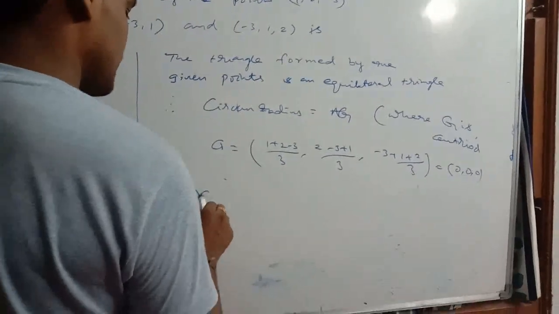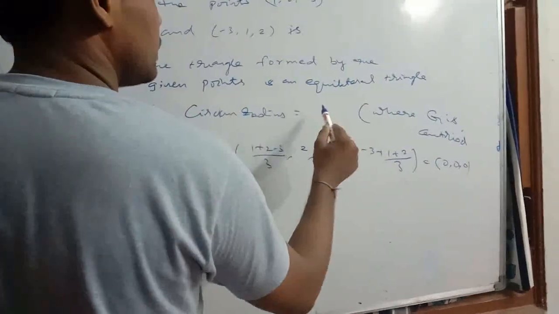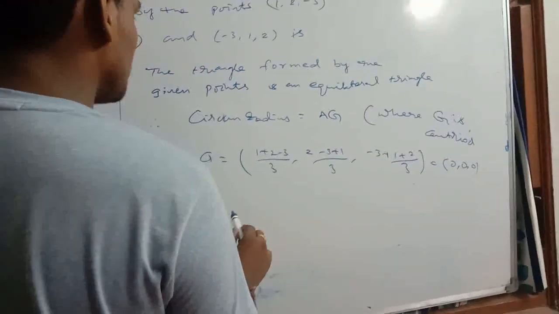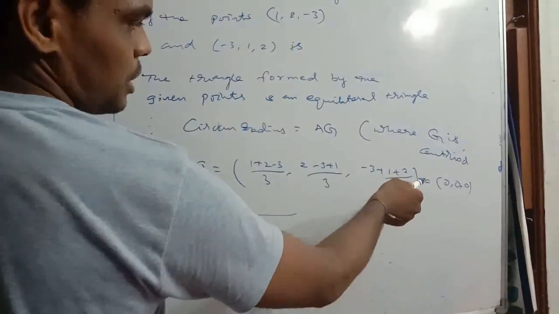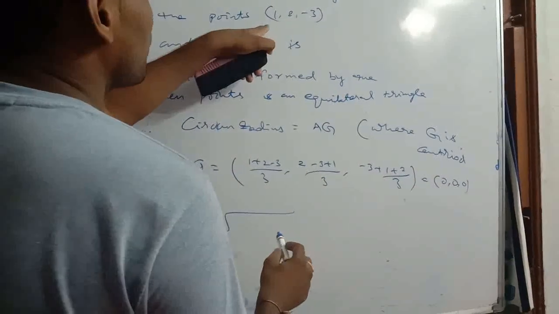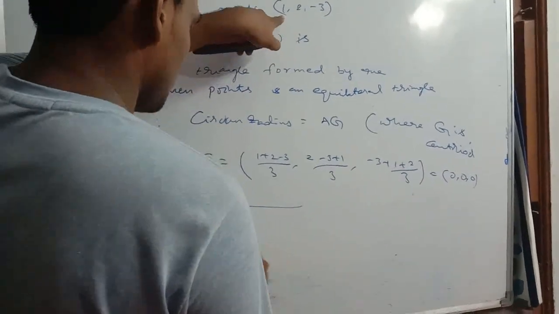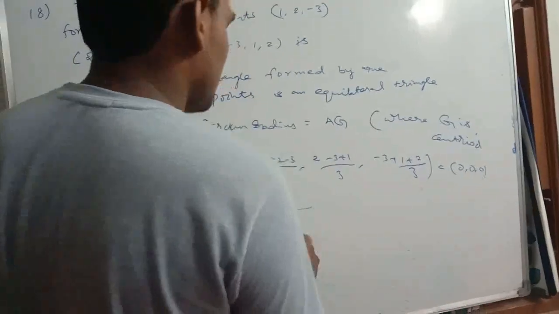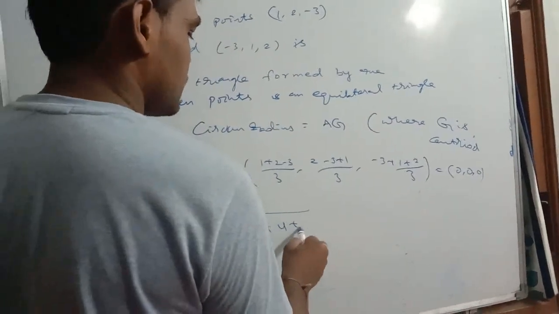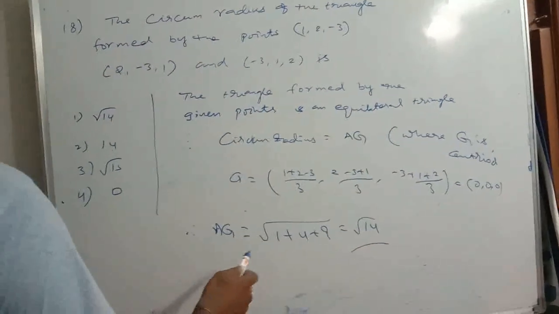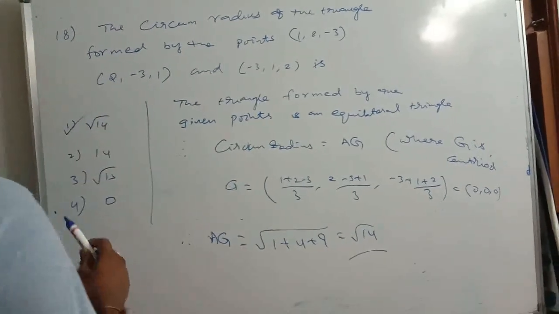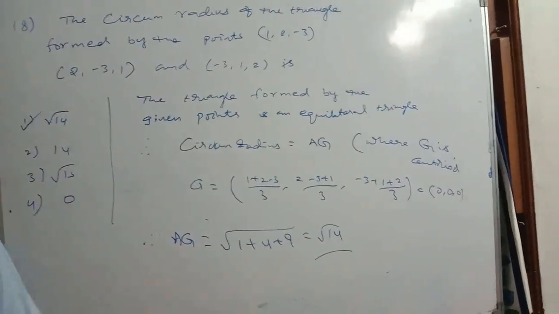So AG is the distance between A and the centroid. G is (0, 0, 0) and A is (1, 2, 3). Now the distance AG is root of 1 plus 4 plus 9, which is root 14. So the circumradius is root 14, and the answer is the first option. Okay, write down.